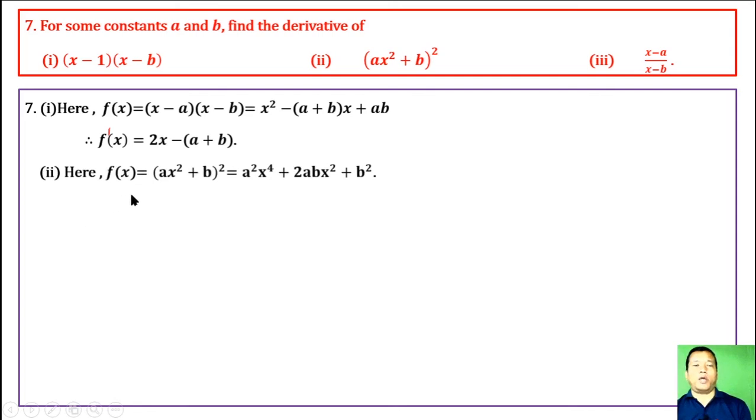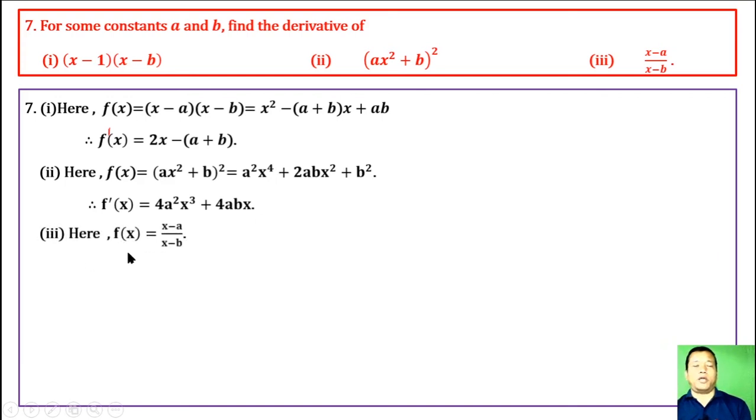For Roman number 2, f of x is this, expand, we get this. Therefore, f dash of x is, a square is constant, x power 4 whose derivative is 4x cubed, and twice ab is constant, x square whose derivative is twice x. Twice ab into 2 is 4 times of ab, x, we get plus b whose derivative is 0.